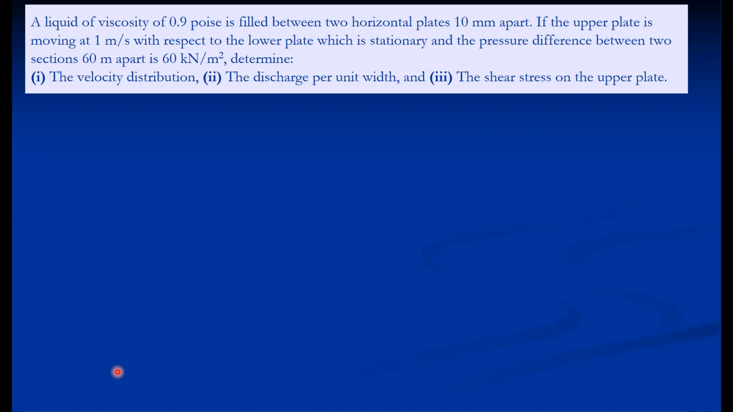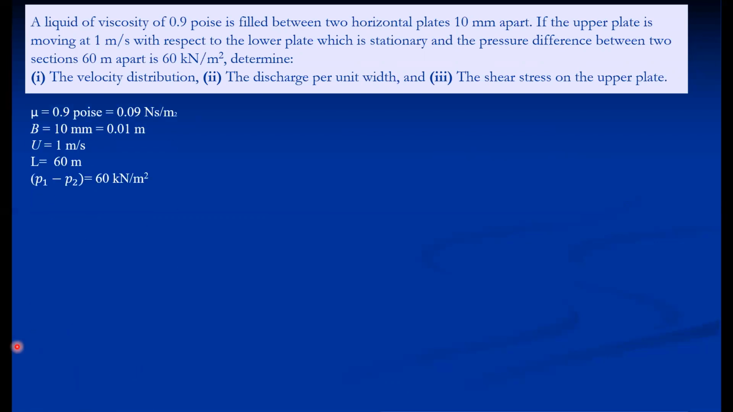Now we can solve the numericals. From the given quantities, dynamic viscosity is given in poise. We have to convert it into Newton second per meter square. The gap is filled between two horizontal plates 10 mm apart. So the B value is given as 10 mm, and we convert it into meter.